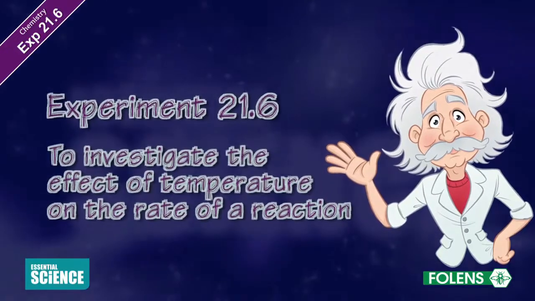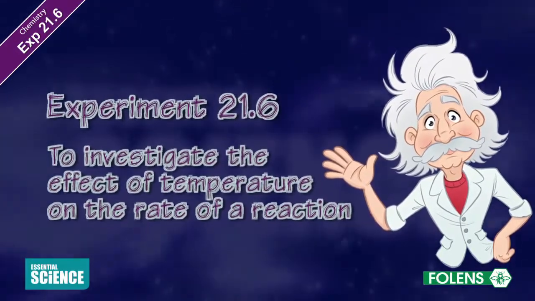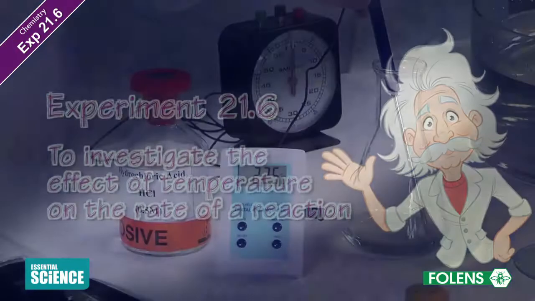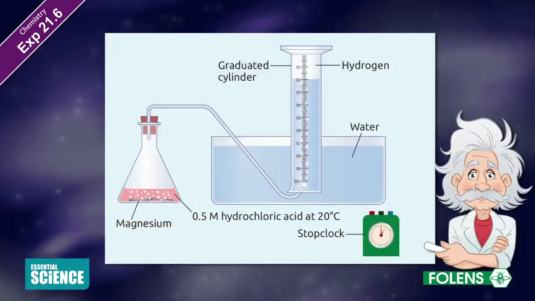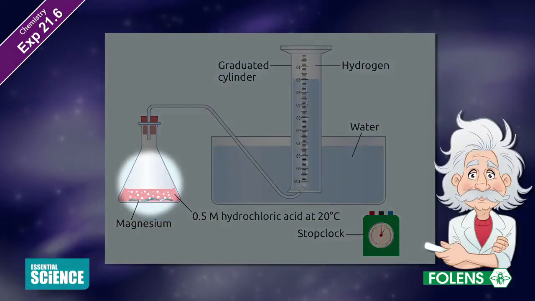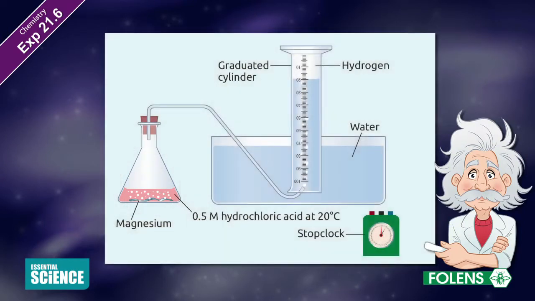Experiment to investigate the effect of temperature on the rate of reaction. In this experiment, we will investigate the effect the temperature of the reactants has on the rate of reaction. We will react magnesium with the same concentration of hydrochloric acid, which is heated to different temperatures.